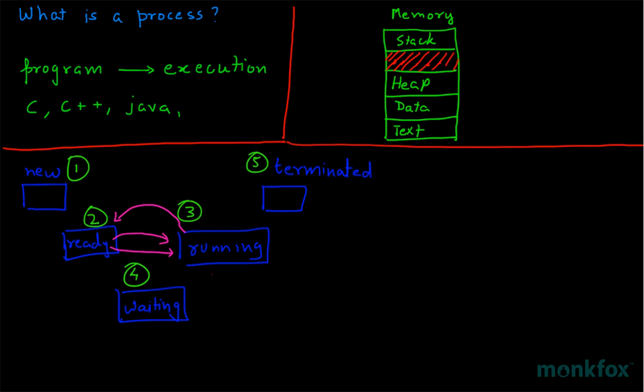There is another scenario when the process is running. It can wait for user input. Whenever you write a program, for example, and you say enter two numbers, it is actually waiting for a user input.